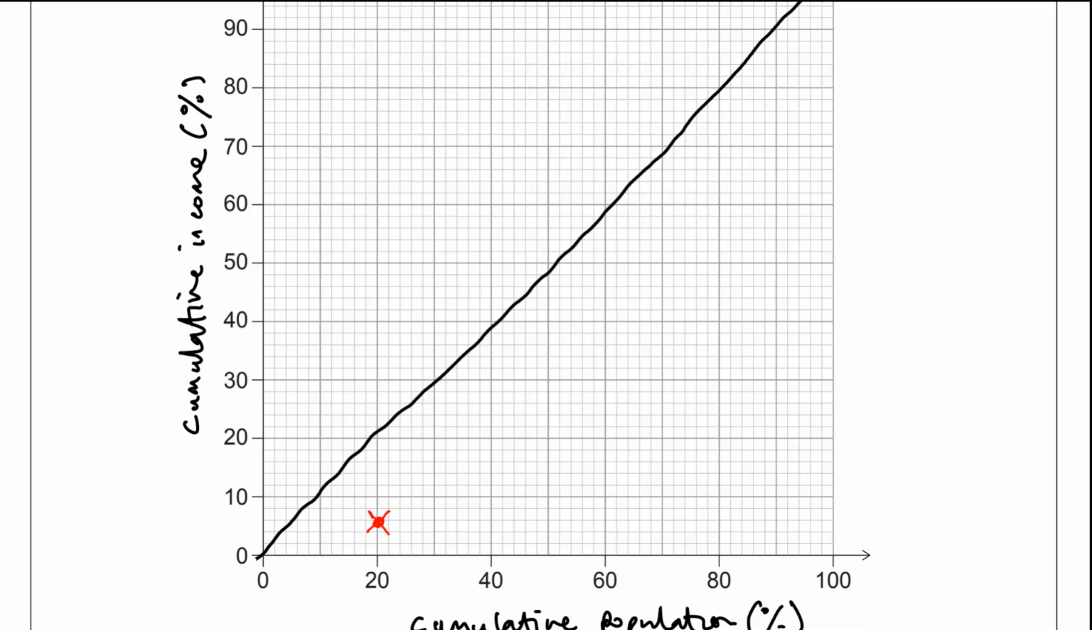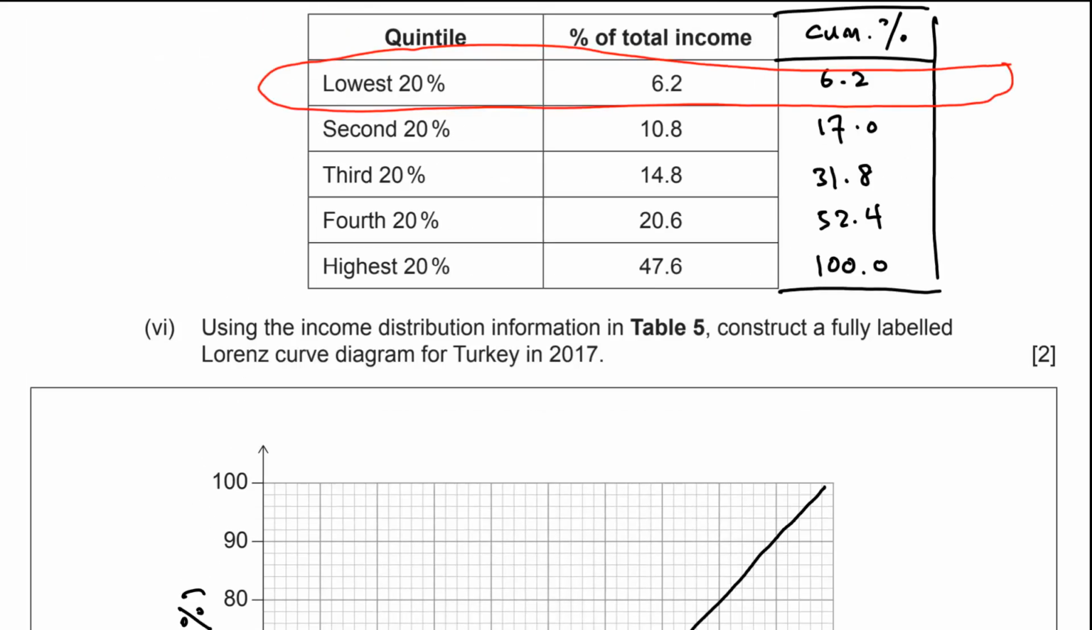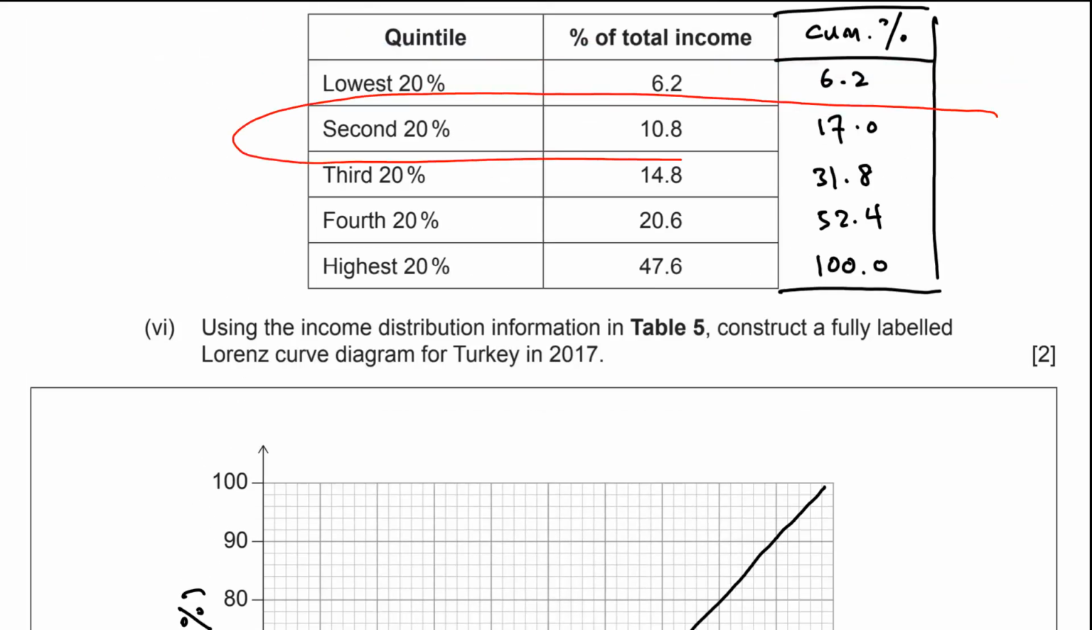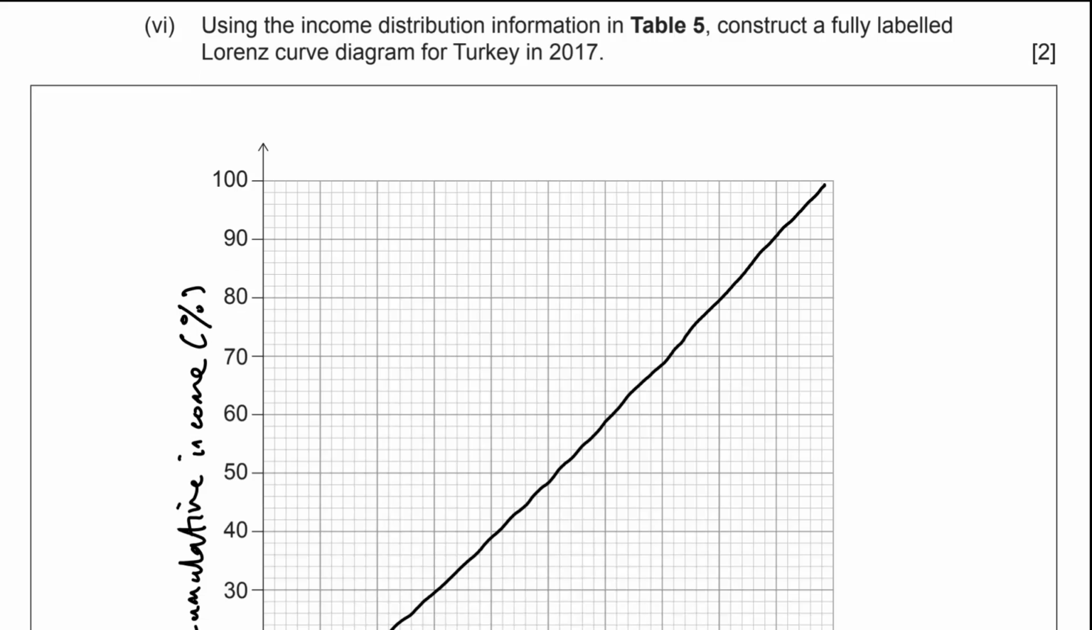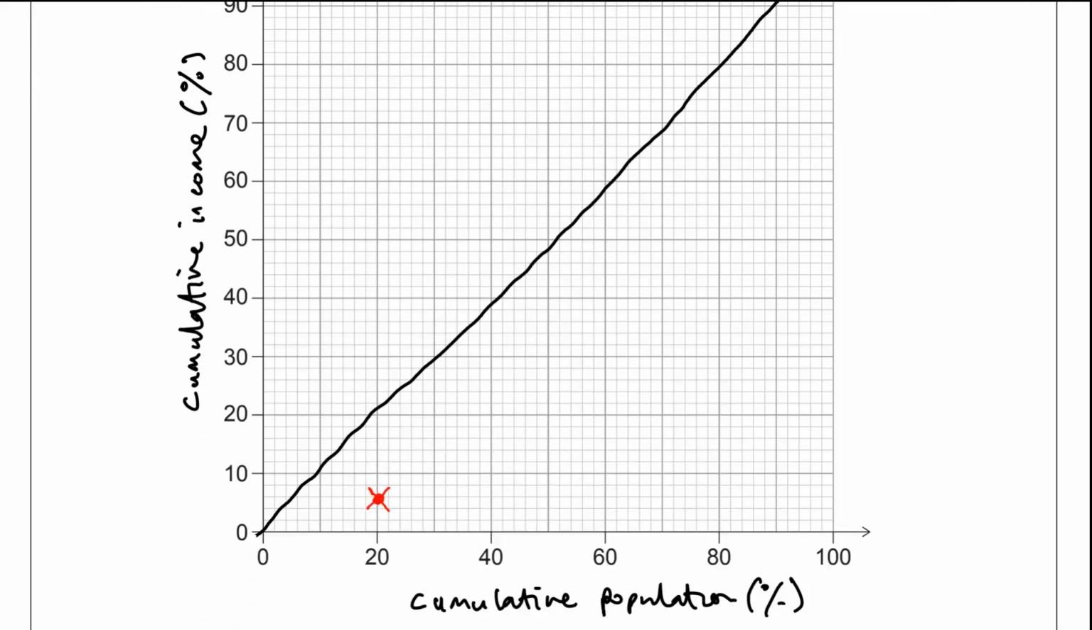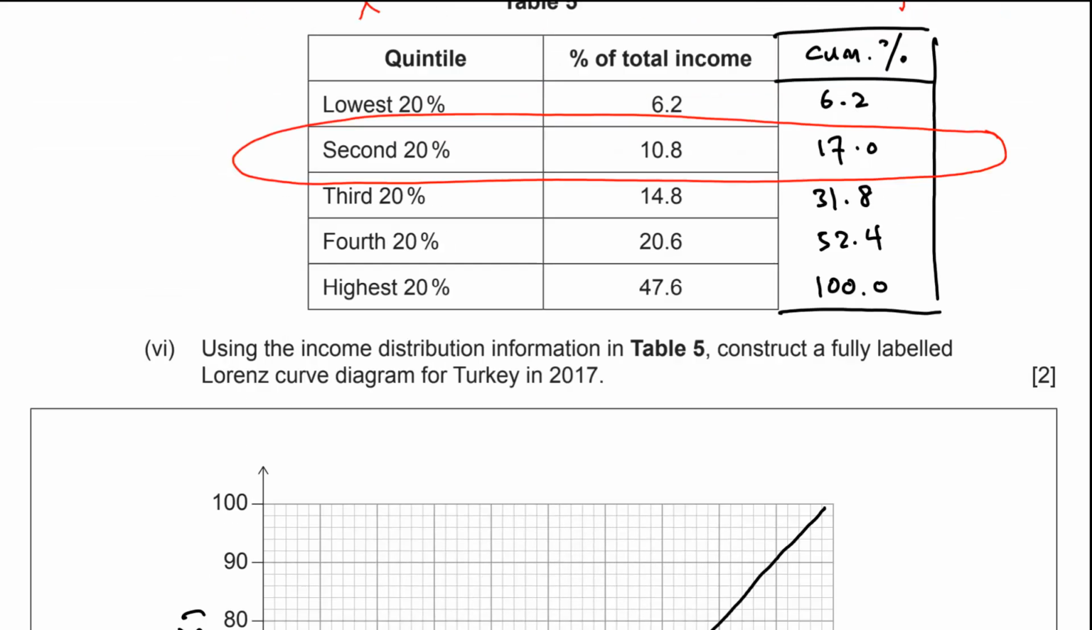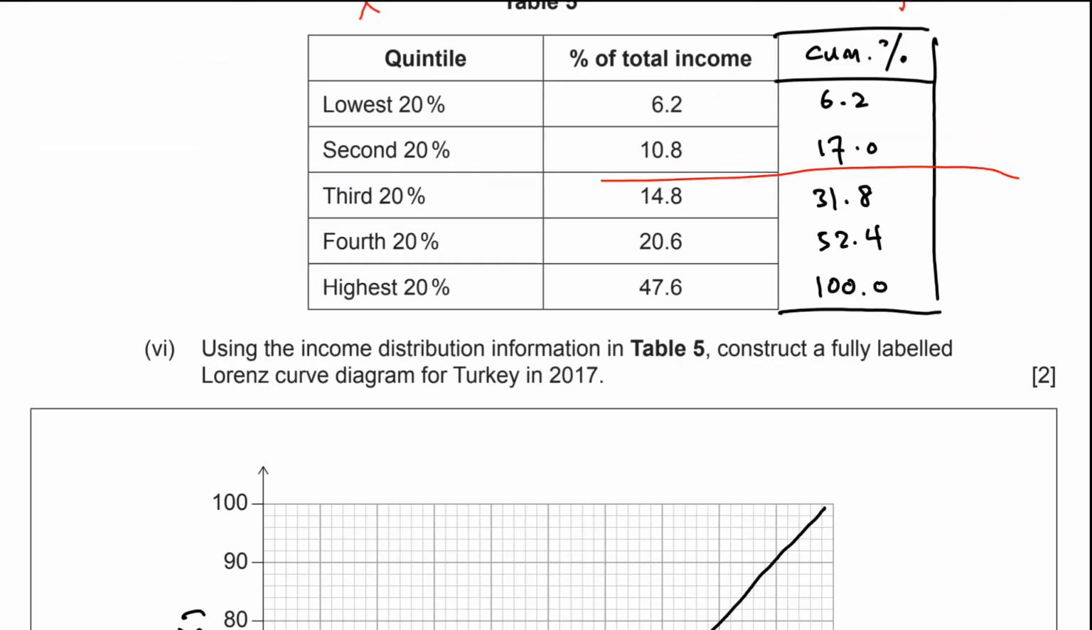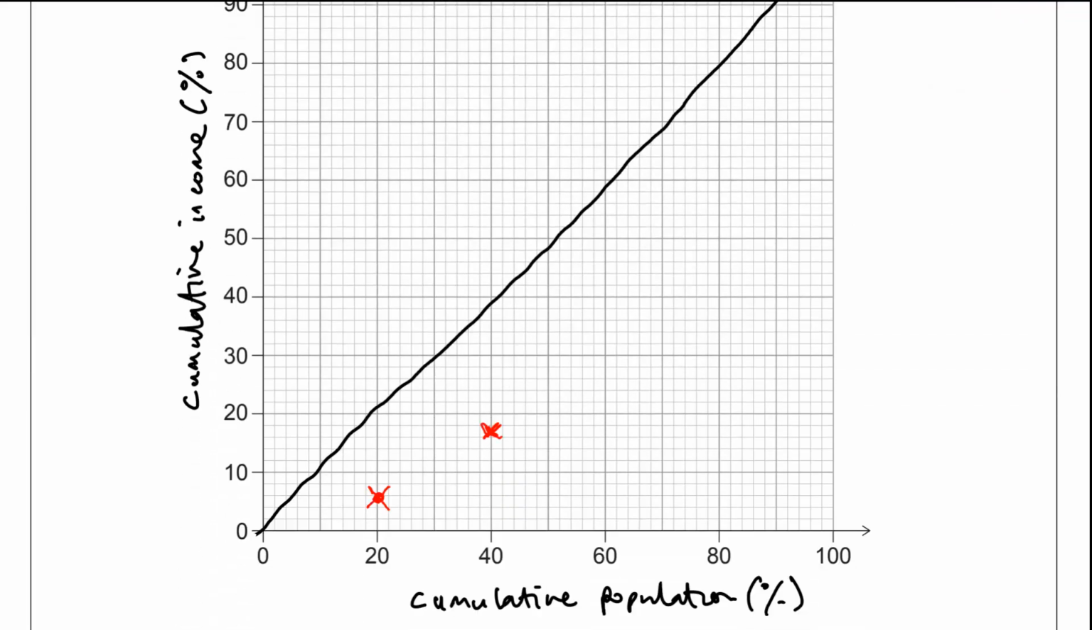Then for the second coordinate, the second 20%, the cumulative percentage is 17%. So this second 20% over here, what did we say, it was 17%. If we trace it over, it's roughly over here somewhere. That's going to be 17%. Then for the third quintile, that's going to be 31.8. So let's go back down. 31.8 is, what do you reckon, over here somewhere.